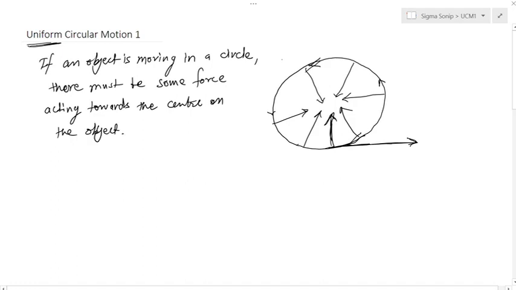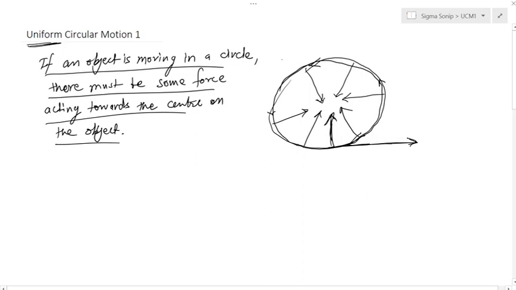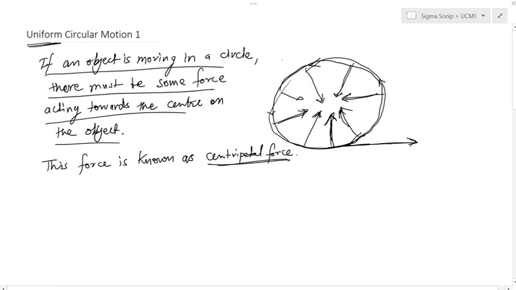Now this is a really important statement if you look at it. No object can be in circular motion without something pulling it towards the center. So there has to be a force pulling towards the center, and this force is known as centripetal force. Centripetal means towards the center. So just to repeat that, uniform circular motion would not be possible without a centripetal force.